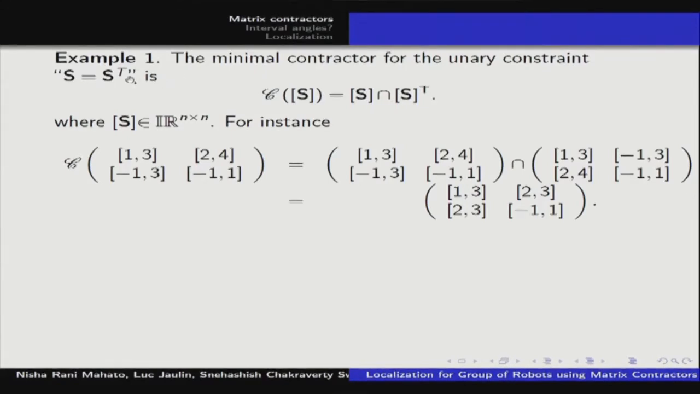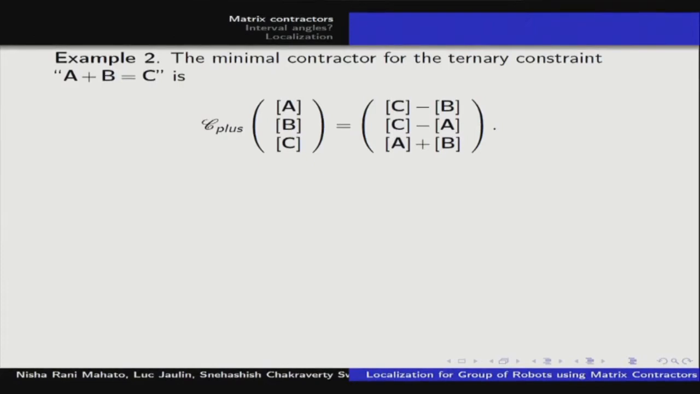For instance, if I say that S is a symmetric matrix, then the associated contractor, which is minimal, is this one. If I have a matrix inside this interval matrix, and I know that this matrix is symmetric, then using this operation, I take the same matrix and make the intersection with its transpose. I will obtain the contracted matrix, and it will contain all possible symmetric matrices that are inside the initial interval matrix.